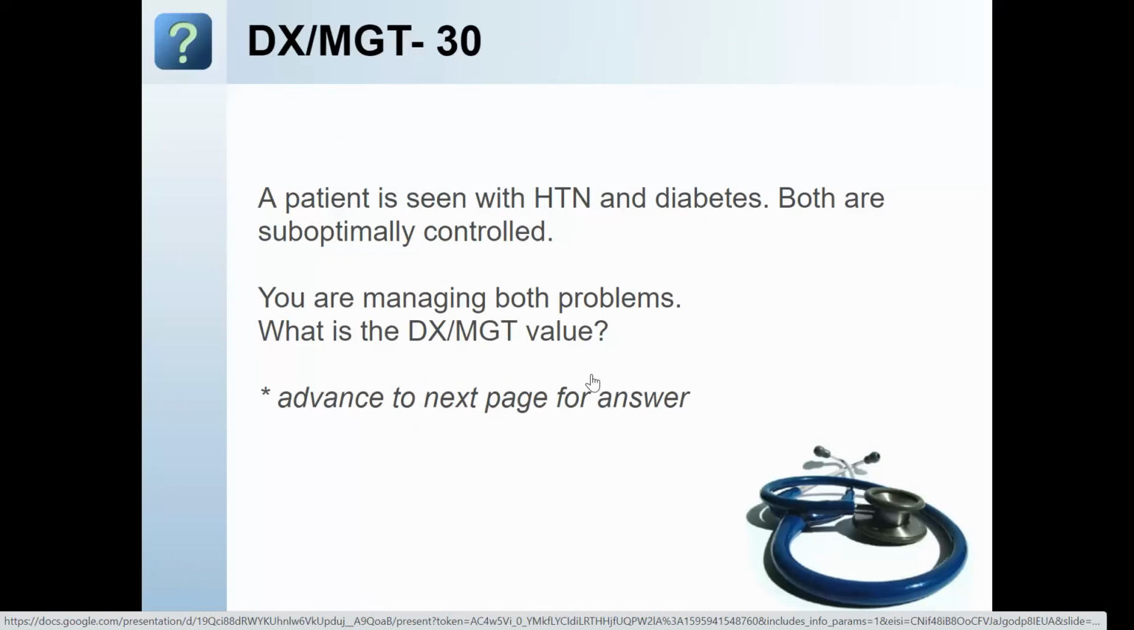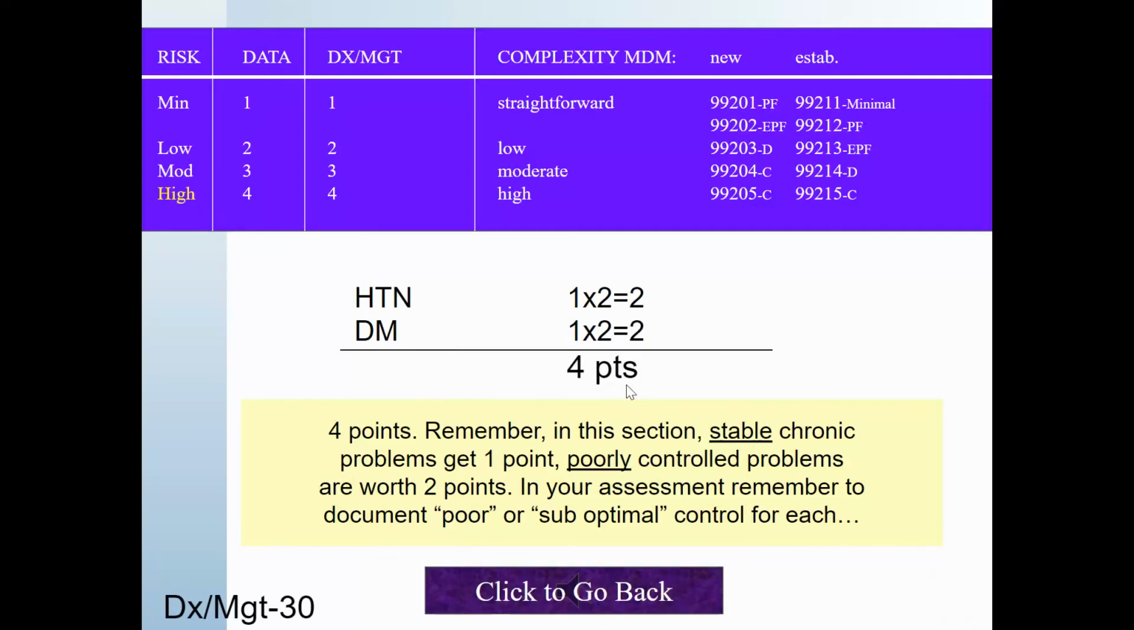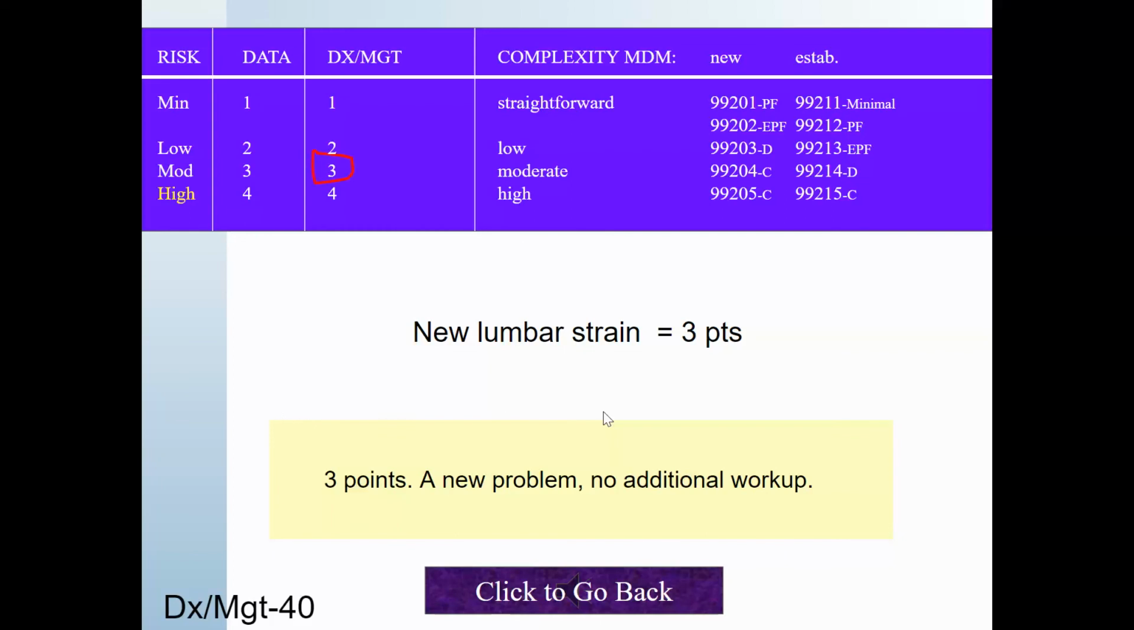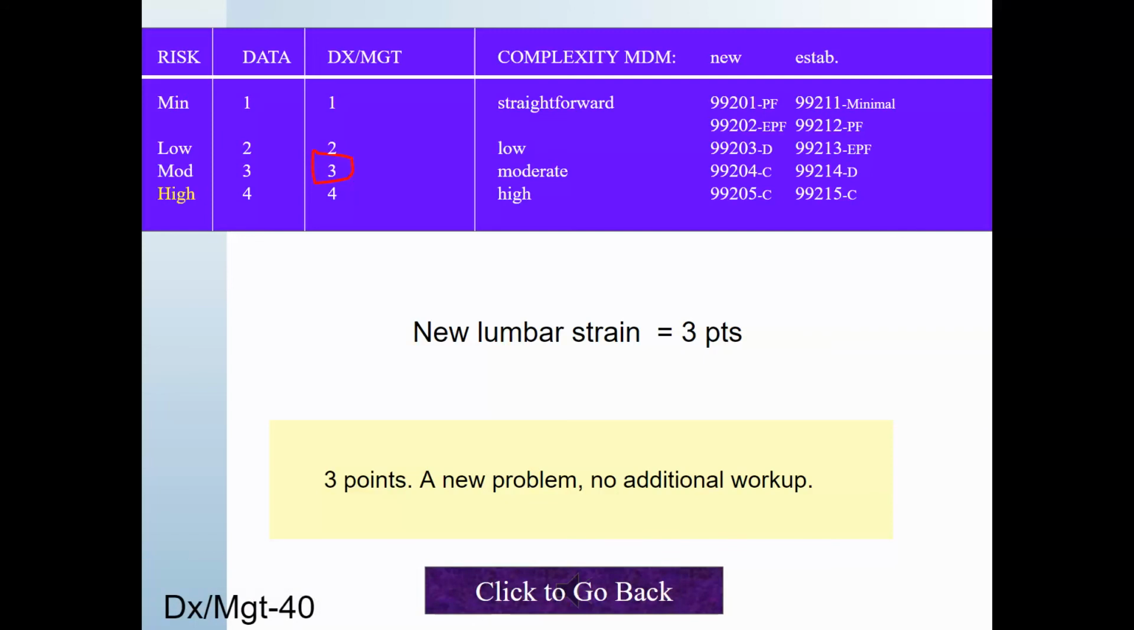So let's look at this again. We talked about this hypertension, diabetes, suboptimally controlled, that's 4 points. And so the next question is this new complaint of back pain. You diagnose acute lumbar strain and administer a trial of nonsteroidals. What is the value here in diagnostic management decision making? So again, a new lumbar strain is 3 points. It's a new problem. No additional workup is necessary. Why? Because I know it's back pain. I know it's lumbar strain. I don't need to order an x-ray for this problem. No additional workup is needed.